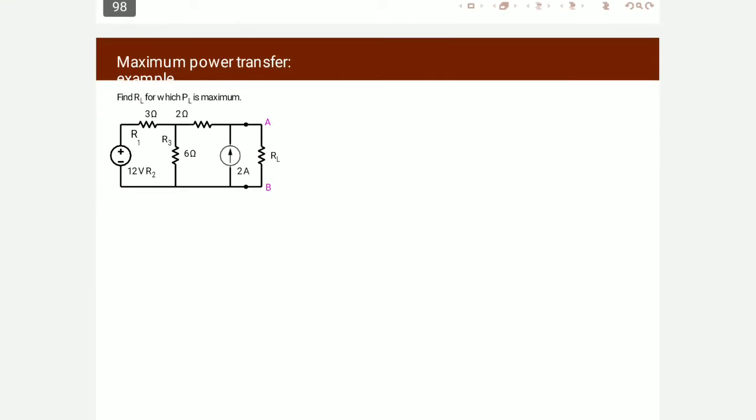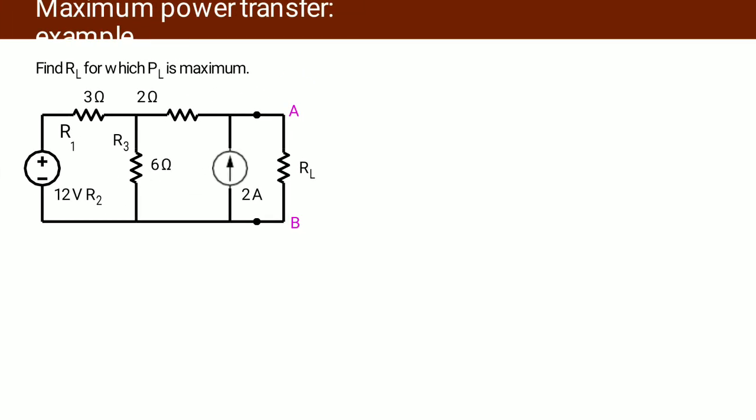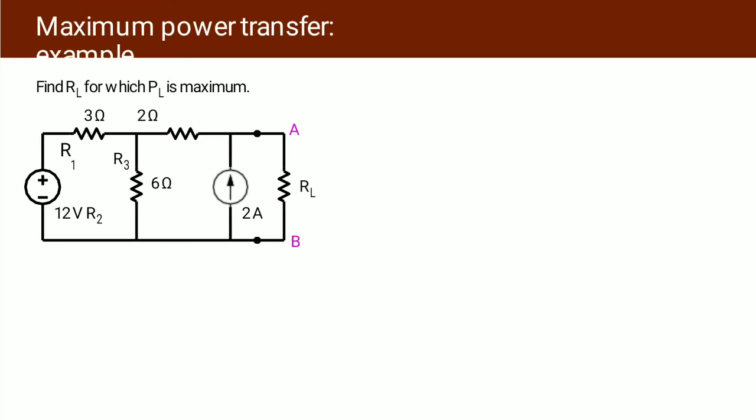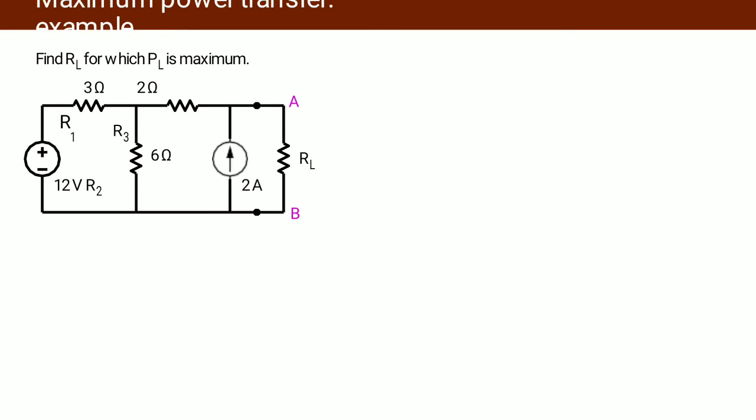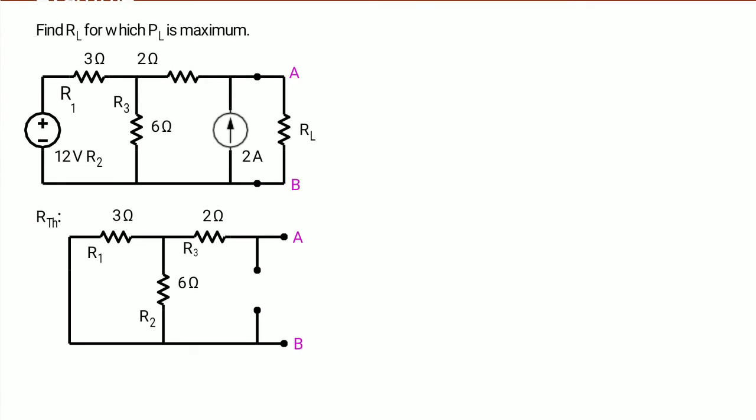Now see here, a circuit is given, so determine the maximum power. The circuit is drawn in this way. Find the RL for which PL is maximum, that is, determine RL and PL. What they have given is a source voltage, a source current, and resistors of 3 ohms, 2 ohms and 6 ohms. Simply, we have to determine the Thevenin's equivalent from this circuit.